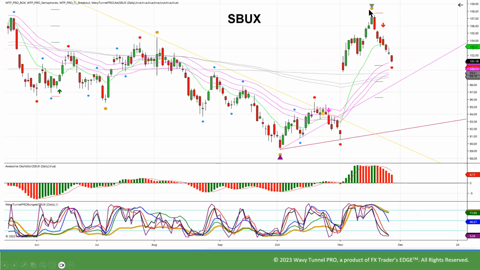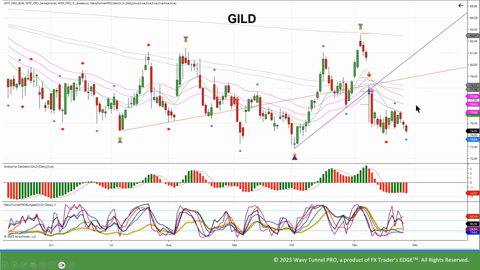This was a nice short up here, and we reached the first profit target. So again, for shorts, I would look for a move down to the filter and then a move down to the wave. Okay, so we've sort of hit what my target would be. This is another short, and this happened with the trend line break as well. Okay, GILD, and we hit all 3 profit targets.